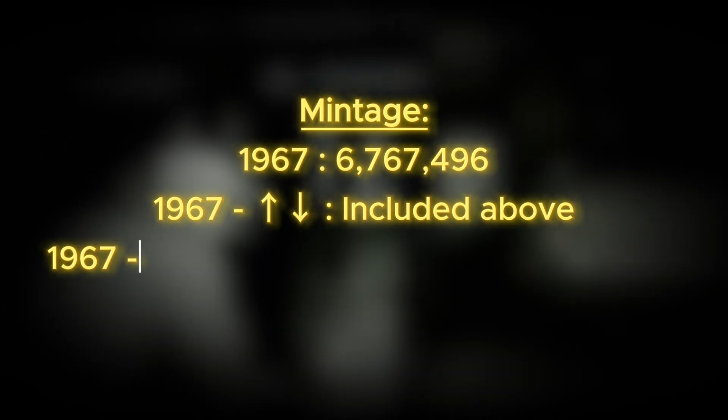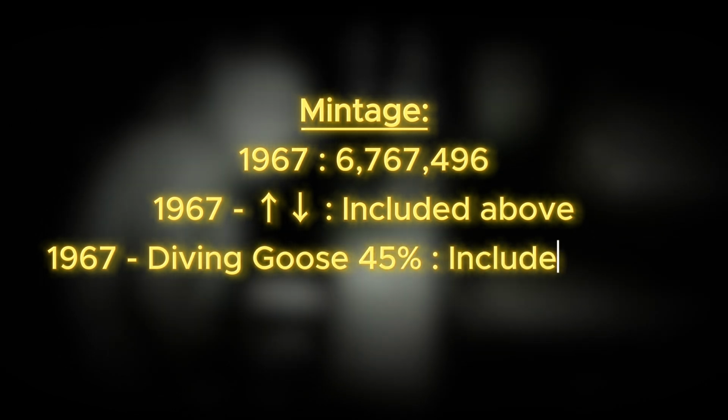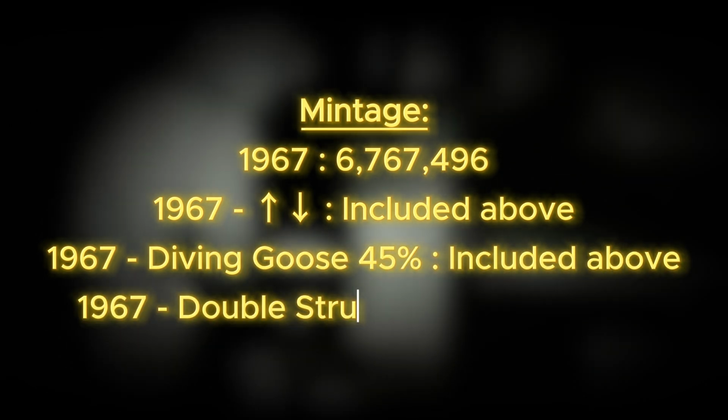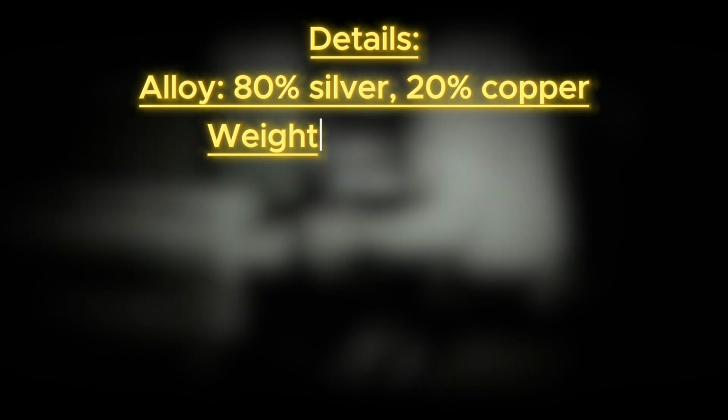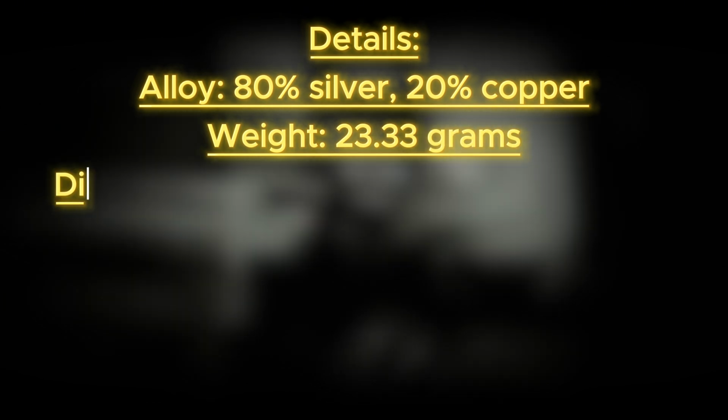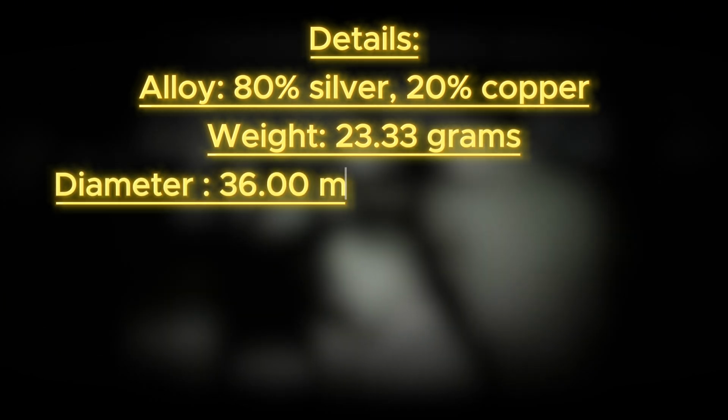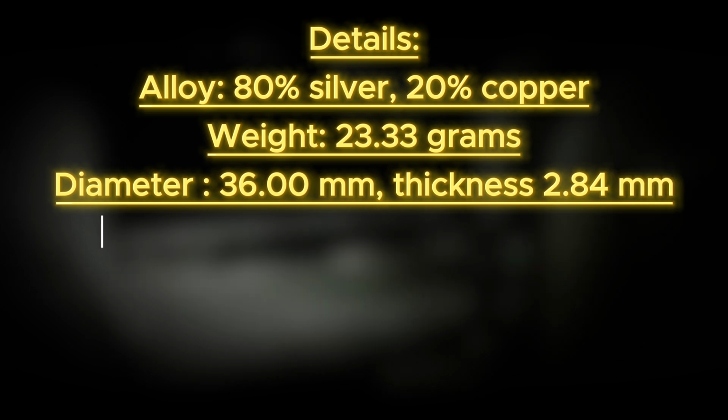The overall mintage for the 1967 Goose dollar is 6,767,496, and all of the 3 different errors that you can look for are included in that mintage figure. They are composed of 80% silver, 20% copper. They have a weight of 23.33 grams, a diameter of 36.00 millimeters, and a thickness of 2.84 millimeters.